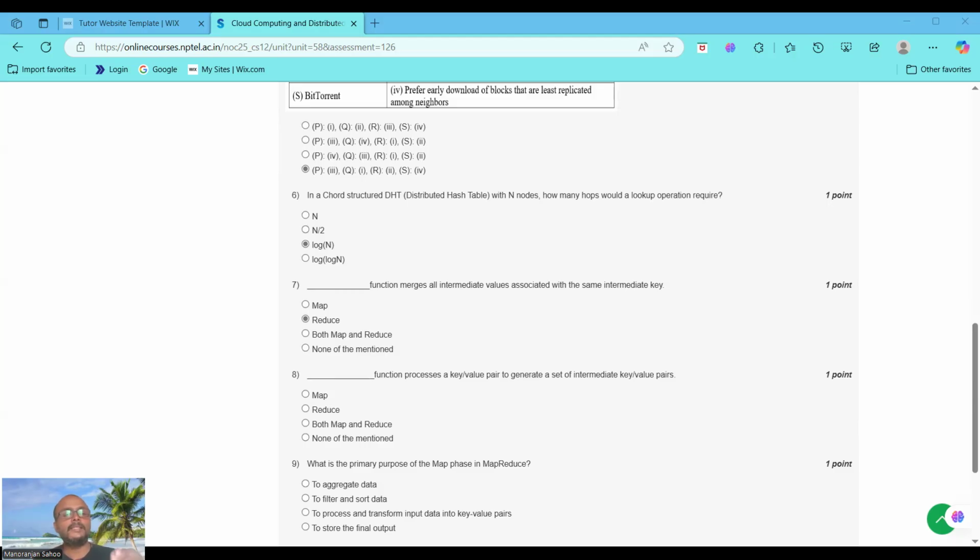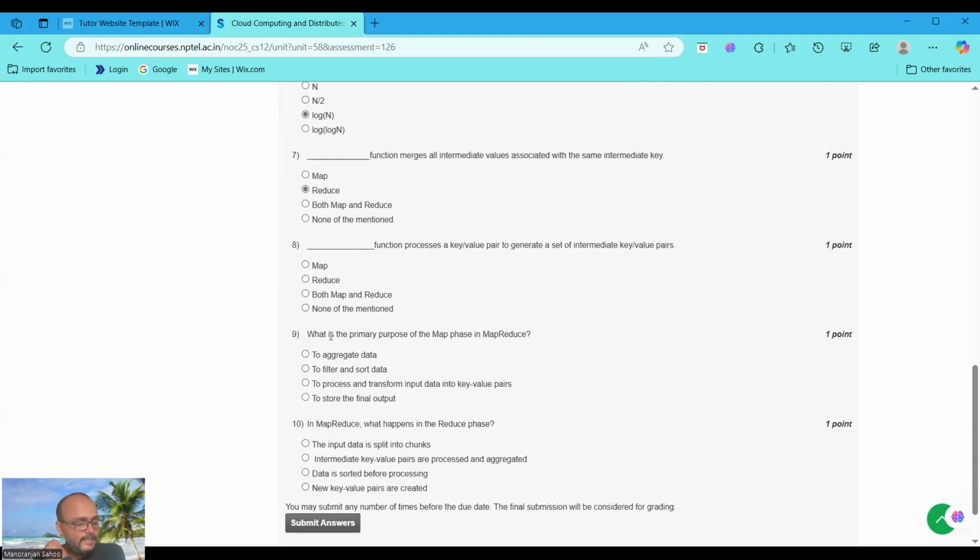So A, C and D: map does not merge, it transforms. Only reduce performs this role. So where is reduce? Reduce is option B. So we can choose option B. Moving to question number 8.